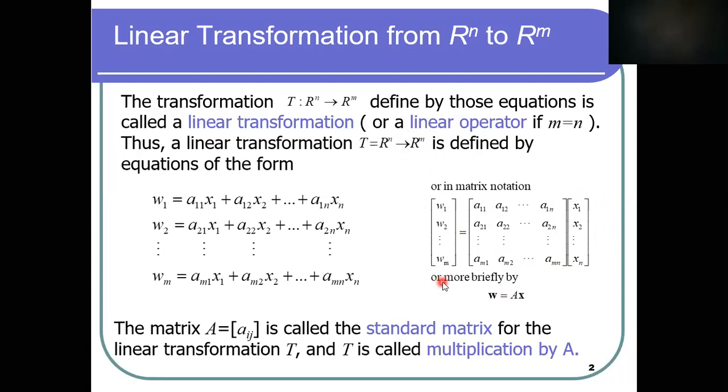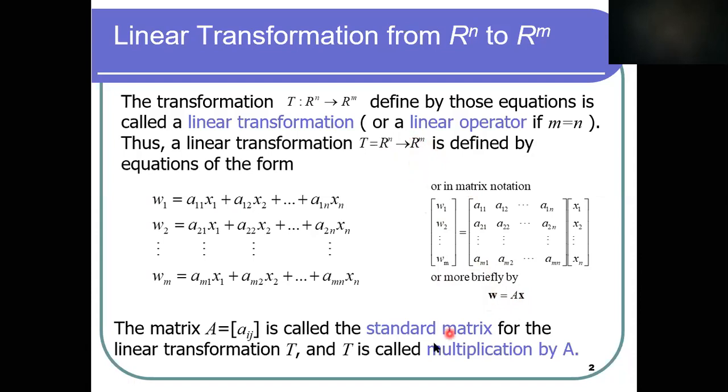So one can write w equals A times x, where x is an element of the domain and w is an element of the range. When you multiply the matrix A with an element of the domain, it will give an element of the codomain, an m cross 1 column vector.